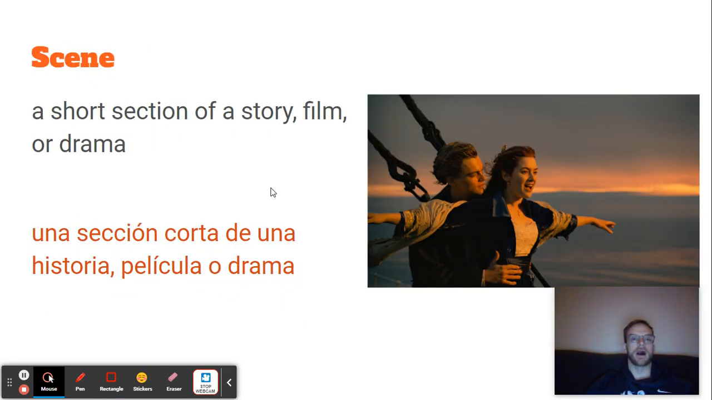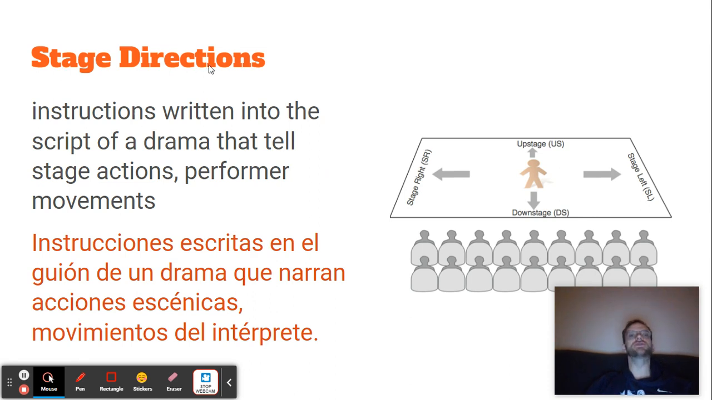Stage directions are instructions written into the script of a drama that tell stage actions and performer movements. And so when we're reading the play, you'll see it's usually in a different font or italics. It gives instructions to the actor on where to move on the stage or what to do. And those are called stage directions. And they're important when we're reading a play to understand.